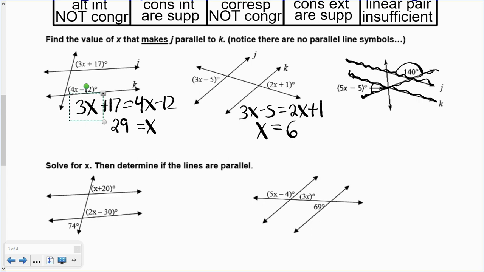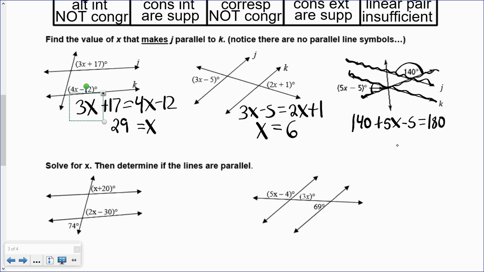What's the angle relationship? Hold on, types of angles first. They are consecutive exterior. And what do I know about their measures if they're consecutive exterior? They should be supplementary. So I'm going to write my equation: 140 plus 5x minus 5 equals 180, because they're consecutive exterior. Consecutive angles should be supplementary to force the lines to be parallel.